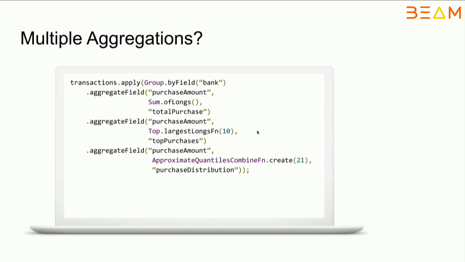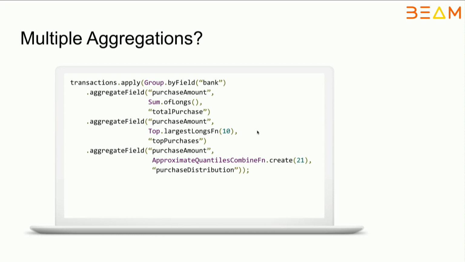One will be called total purchase, and it will be of type long. It will contain the sum. One will be called top purchases, and it will be of type array of long, and will contain the top 10 numbers, and one will be a distribution.